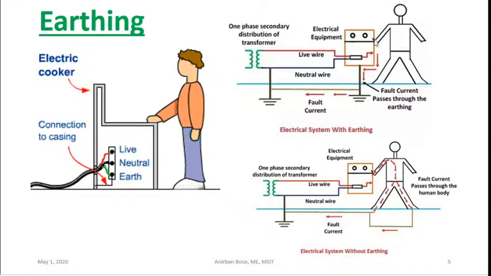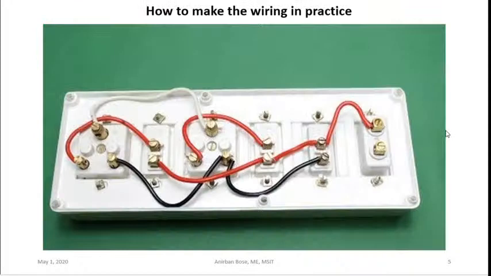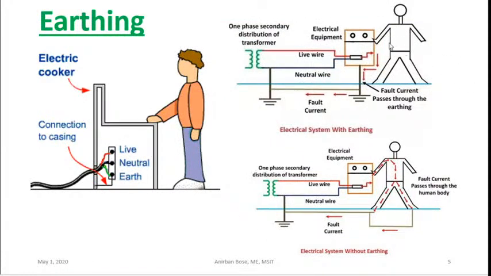Then what will happen if you touch it? There are two possibilities. Either the charge will pass through your body and go to the earth, or another option is that the charge will go through this wire and go to the earthing. Now if earthing is not there, then there is only one chance that it will pass through your body. Now if earthing is there, then what happens?